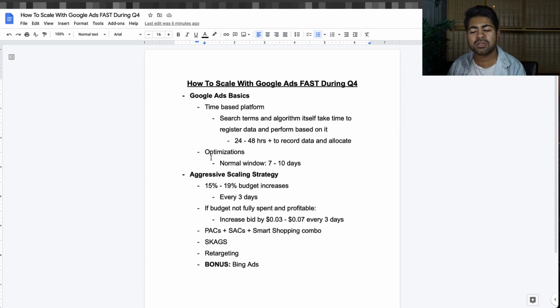But this is pretty much it. Keeping it very simple and straightforward to scaling with Google ads fast. You don't need to be doing anything crazy. Just have a combination of campaigns, increasing your bids and budgets if necessary every 3 days or so, and not the normal window of 5 days, 7 days, 14 days even. And just make sure to look at the profitability, because if it's not profitable, none of this matters.